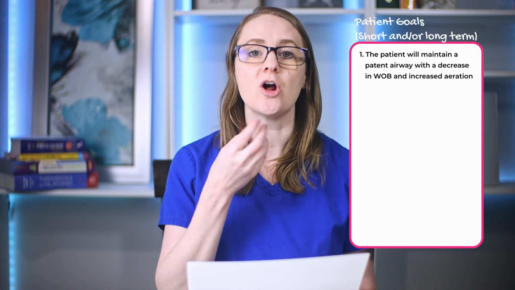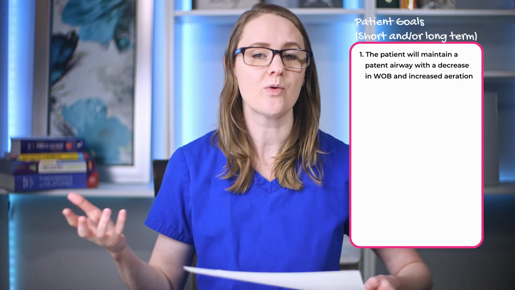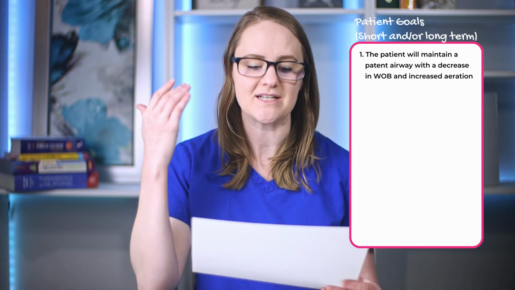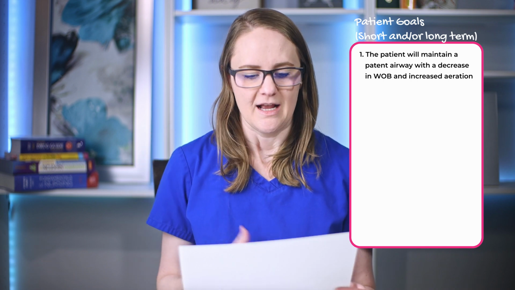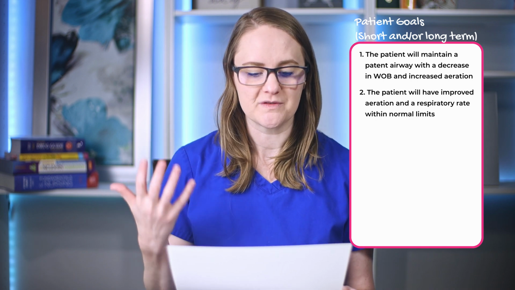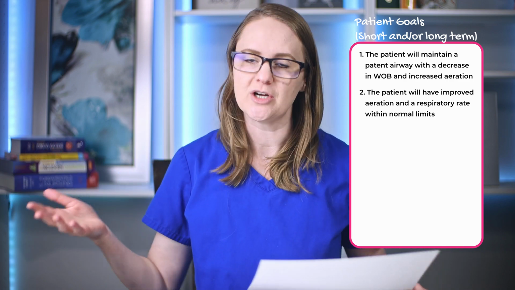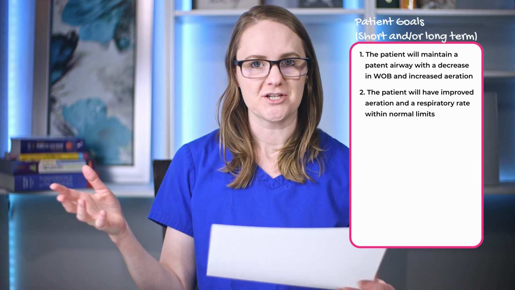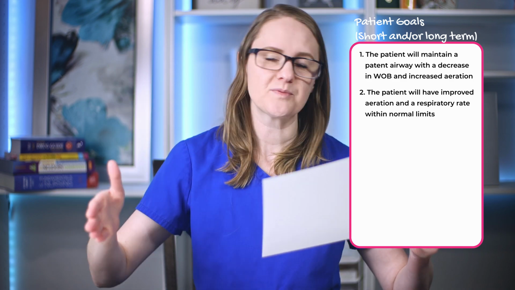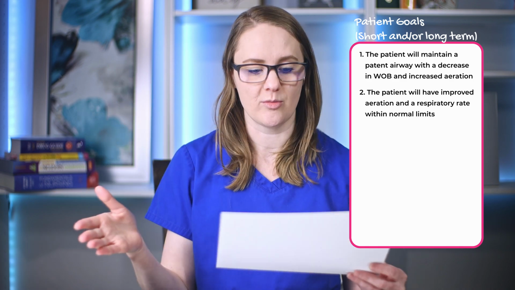So the patient will maintain an open airway. That's what we want. We want their airway to be open. We want them to have a decrease in their work of breathing. Then number 2, the patient will have improved aeration and a respiratory rate within normal limits. That could be a really good patient goal. We want the patient to have a respiratory rate that's within normal for them.